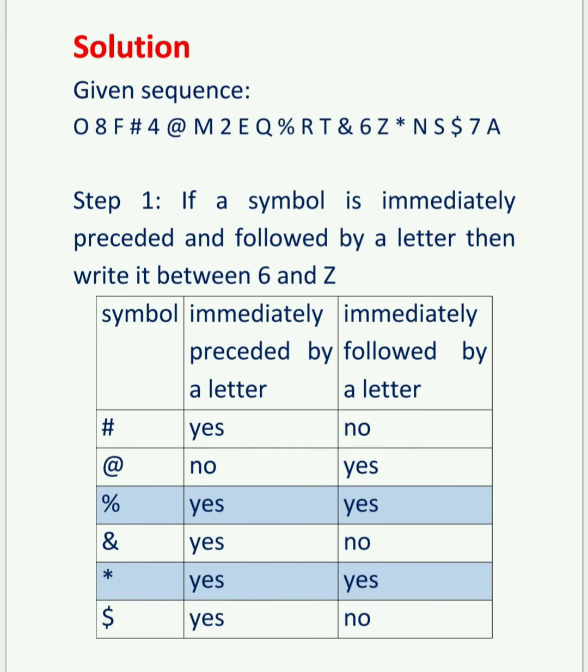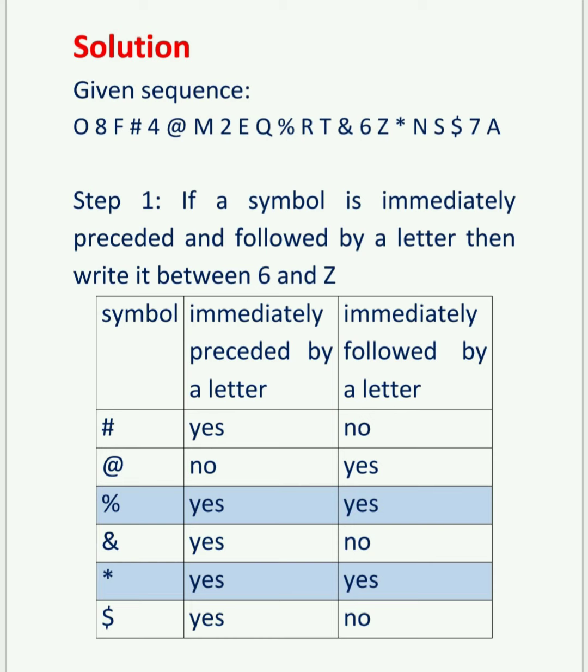Solution of problem 1.3. I just rewrite the sequence once again. First we find the sequence after applying step 1. Step 1 says that a symbol is immediately preceded and followed by a letter. So first I write all the symbols in a table: #, @, %, &, *, $. Then I have to find the symbols which satisfy both conditions. First, # is immediately preceded by a letter? Yes, it is preceded by F. Then immediately followed by a letter? No, it is followed by a symbol, therefore it is no.